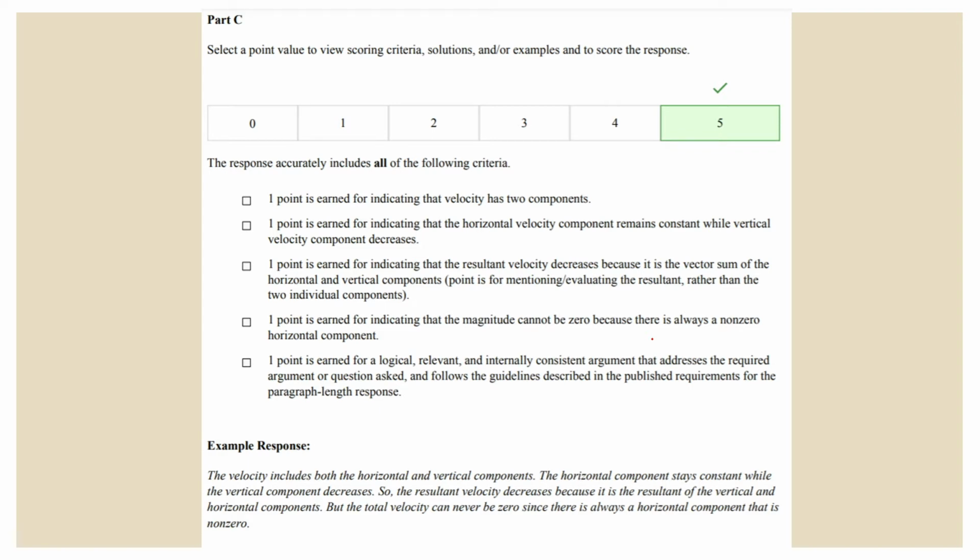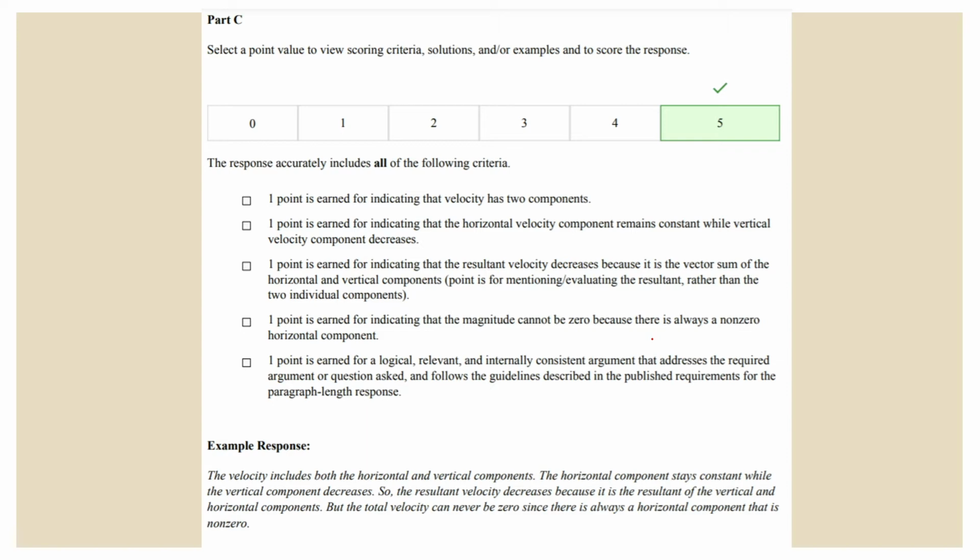And so you got 1 point for saying the velocity has 2 components. You got 1 point for indicating that the horizontal velocity component remains constant while the vertical velocity component decreases. You got 1 point for indicating that the resultant velocity decreases because it is the vector sum of the horizontal and vertical components. This point is for mentioning or evaluating the resultant rather than the 2 individual components. And so if you just never mentioned resultant velocity, you still would have got 4 out of 5 here.